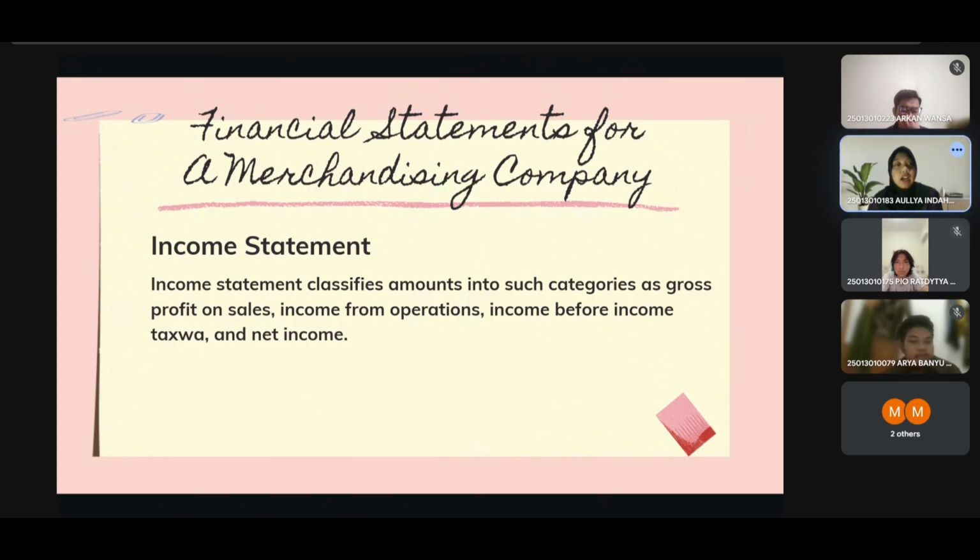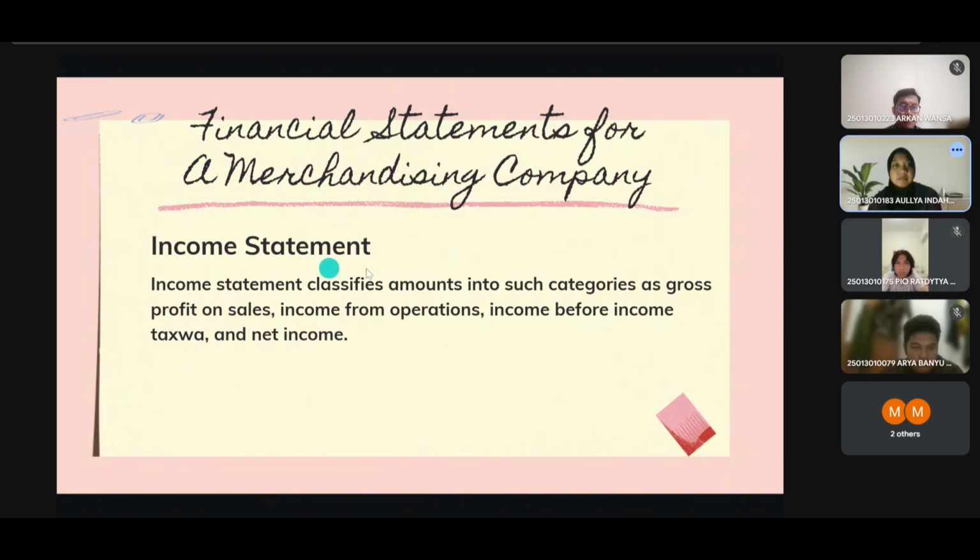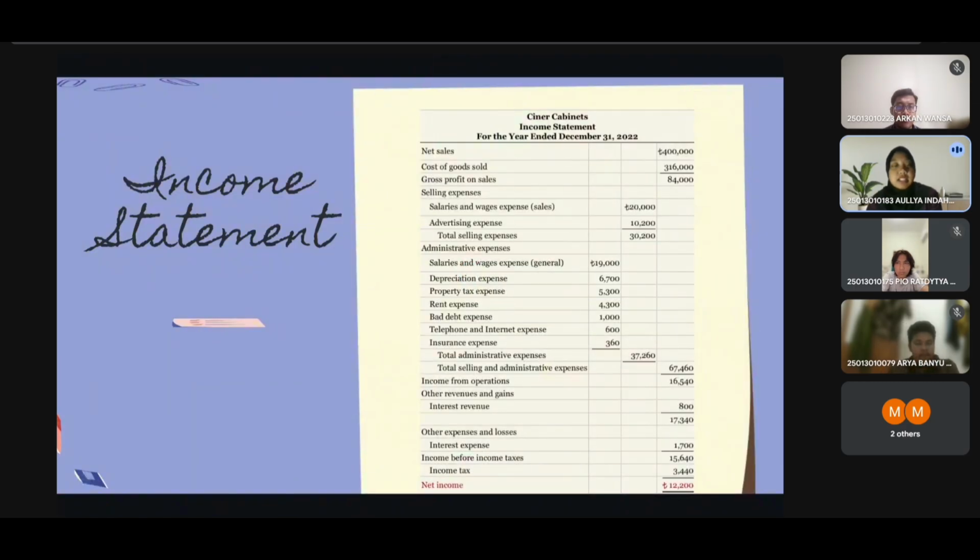Next, we're going to talk about financial statements for a merchandising company. First, we have the income statement. The income statement classifies amounts into such categories as gross profit on sales, income from operations, income before income taxes, and net income. Here's the example for the income statement. We are going to use the Senior Cabinet's income statement for the year ended December 31, 2022.